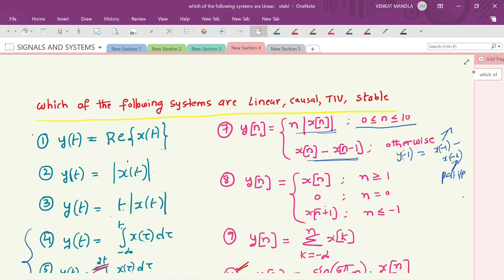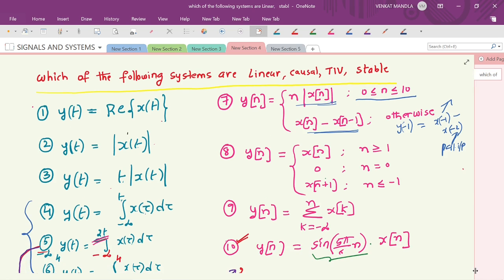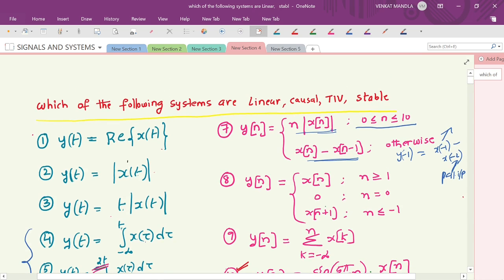Okay, and the static and dynamic, that is memory or memoryless. Static means memoryless and dynamic system means memory. How to check? You just need to check whether the system depends on past inputs or not. If the system depends on past inputs, then you can easily tell this system is memory. If the output depends on past inputs, it means the system contains memory, right? So I will check the memory condition for all these signals.